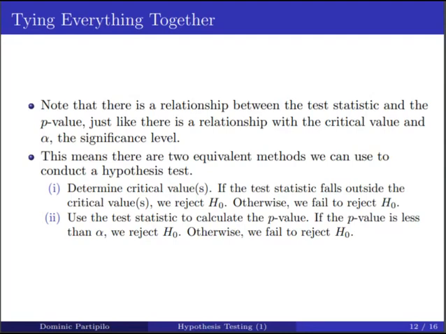The other method, which gives you the exact same result, is to use the test statistic to calculate a p-value just like we just did. And if the p-value is less than alpha, then we reject H0. Otherwise, we fail to reject H0.